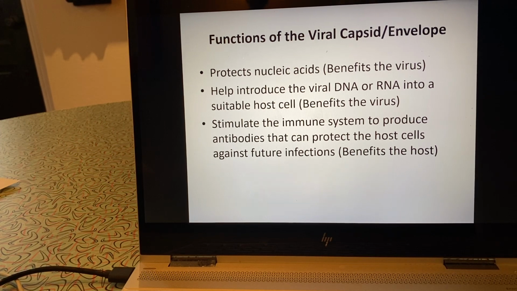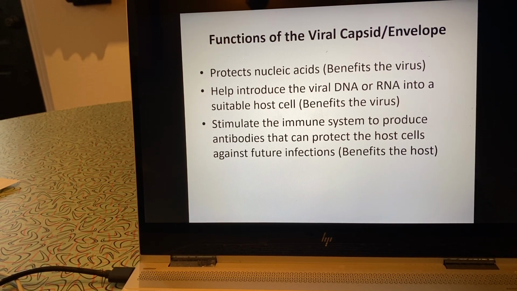What helps us, if we're talking about us as a host, is that viral capsid proteins can be used to produce vaccinations that can then immunize us and get us to stimulate and produce antibodies that will protect us when that virus is introduced into us in the first place. So the best thing you can do to protect yourself against really deadly viruses is to get vaccinated, okay?